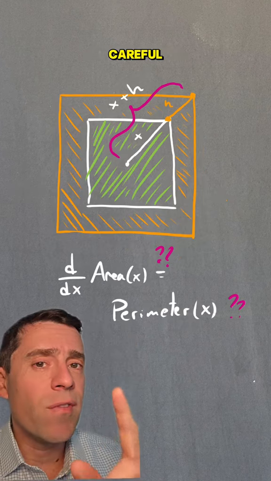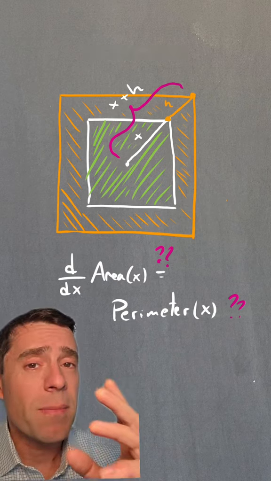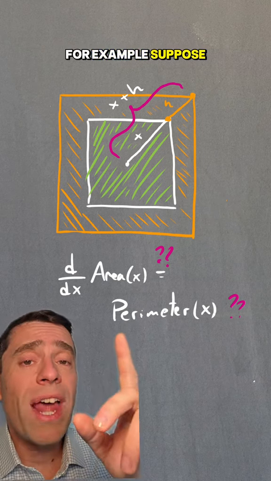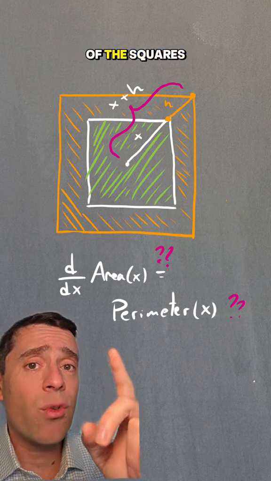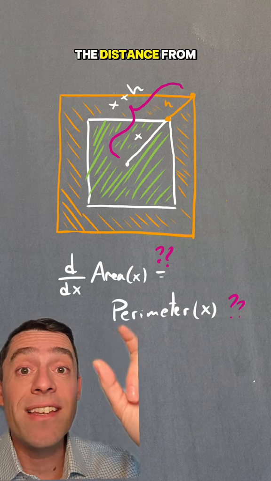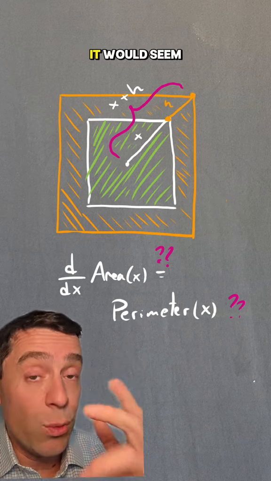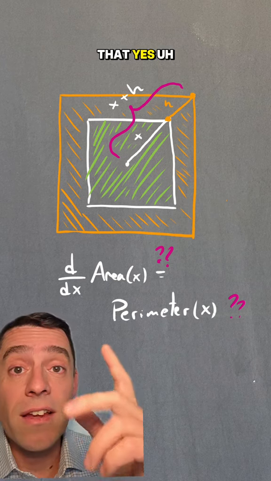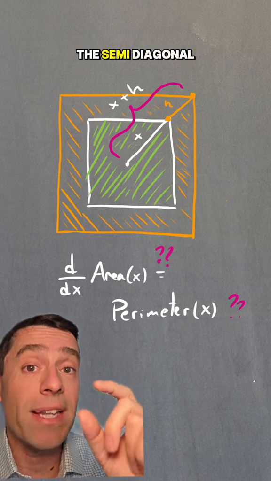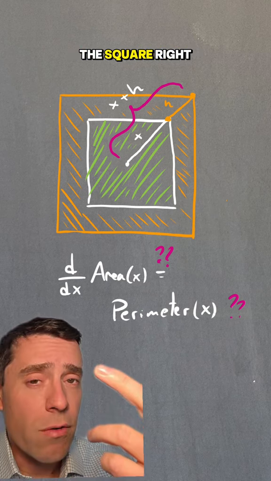Now, you have to be very careful estimating the instantaneous rate of change in terms of these pictures because sometimes you don't get exactly the right answer. For example, suppose now that we are computing areas of the squares in terms of the semi-diagonal. So now x is the distance from the center to one of the vertices of the square. It would seem in this case that yes, the instantaneous rate of change of the area with respect to the semi-diagonal should be the entire perimeter of the square, right?